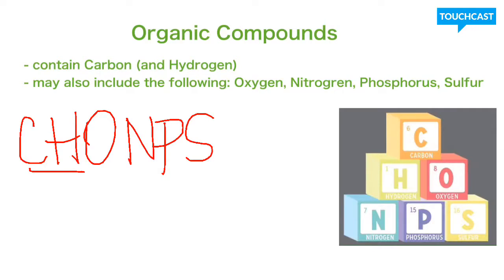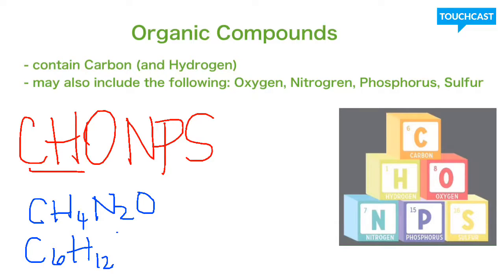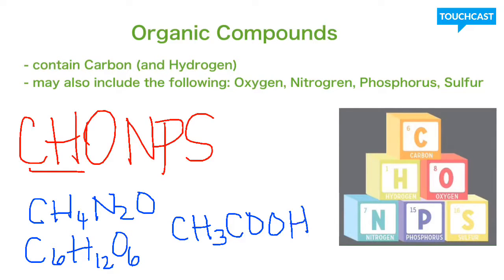Some organic compounds include urea, which is CH4N2O, glucose, and acetic acid. All of these are considered organic compounds because they have carbon and hydrogen. And we will be doing more practice to where you can successfully identify whether a compound is organic or inorganic in class.